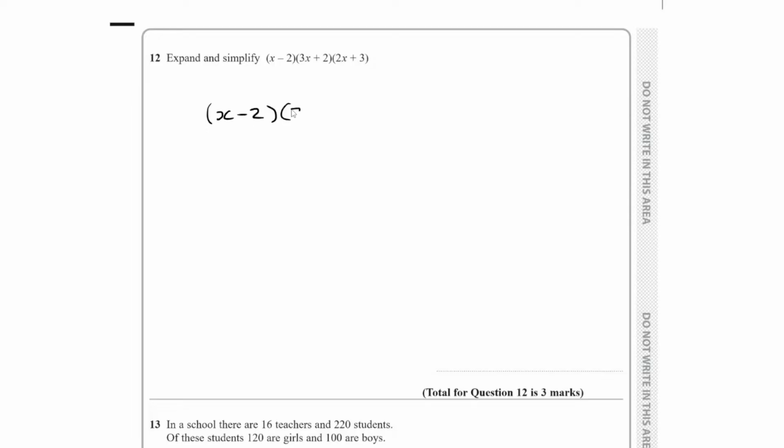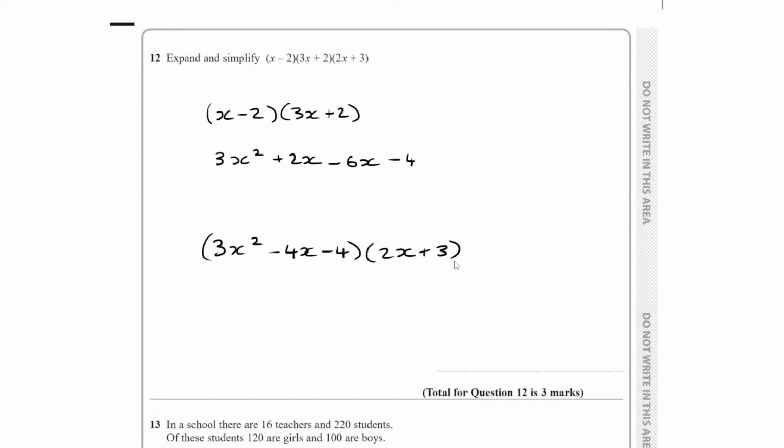So just be careful though, because this second bracket is a 3x. So when you multiply it, you get 3x squared plus 2x minus 6x. So again, just be careful of that 3x there. No, minus 4. Then I would obviously simplify that before I then multiply the third bracket. Minus 4x minus 4, 2x plus 3.